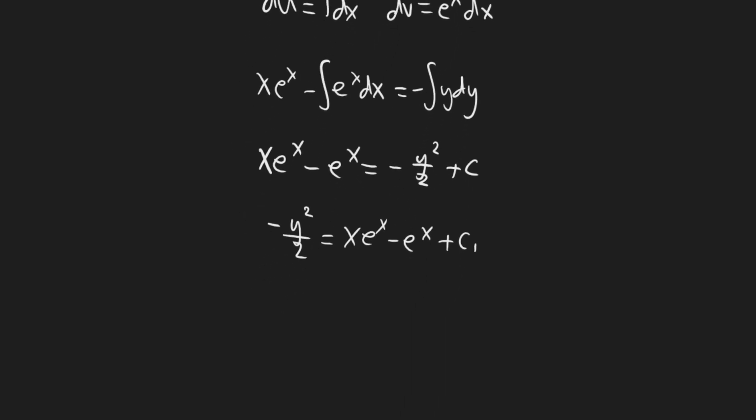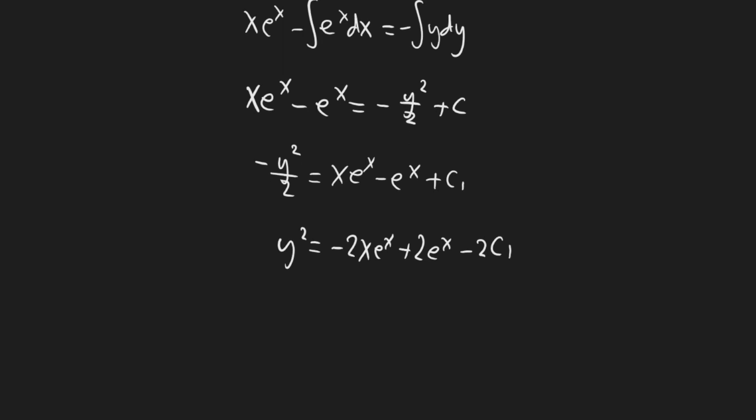Okay, so now let's multiply both sides by a negative 2. So y squared equals negative 2x e to the x plus 2e to the x minus 2c1. All right, and so again, there's really nowhere that this could end when it comes to renaming variables. We only do it to make life easier, to make the answer look better. So we can rename negative 2c1 to be c2, for example, which leaves us with y squared equals negative 2x e to the x plus 2e to the x plus c2.